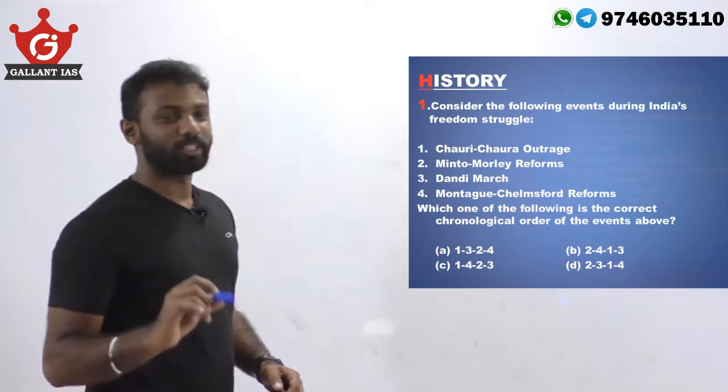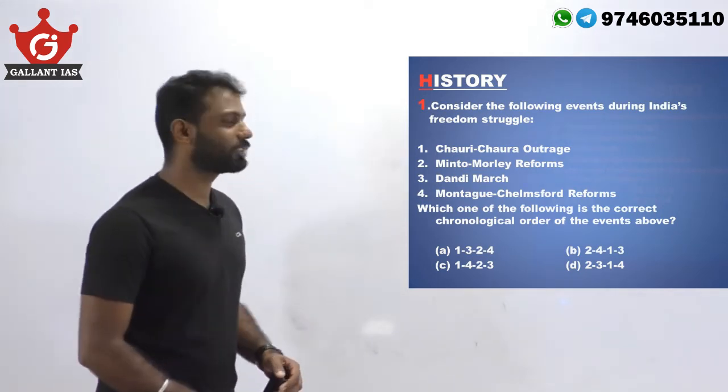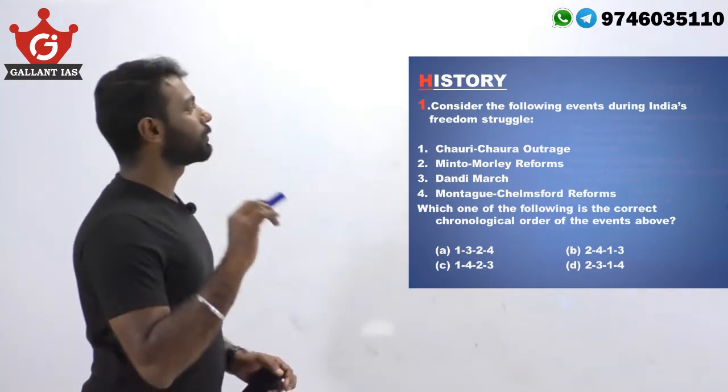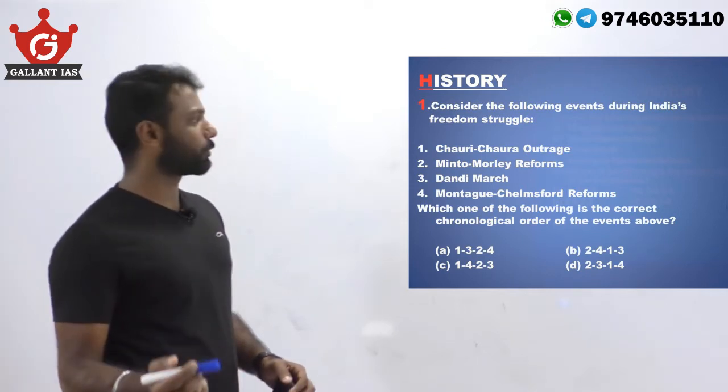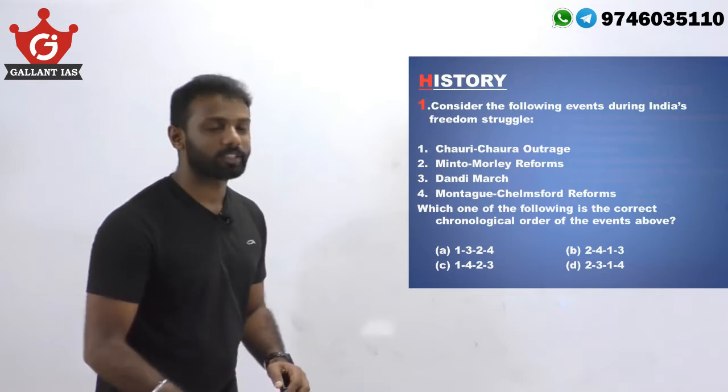Statement 1, Chauri Chaura outrage. Statement 2, Minto-Morley reforms. Statement 3, Dandi March. Statement 4, Montagu-Chelmsford reforms. Which one of the following is the correct chronological order of the events above?